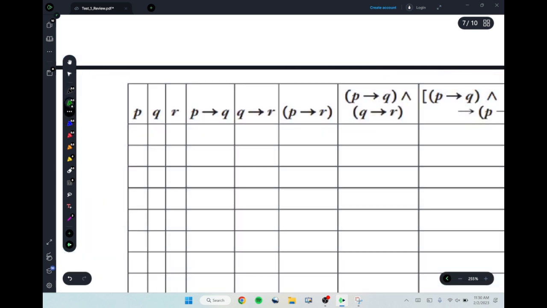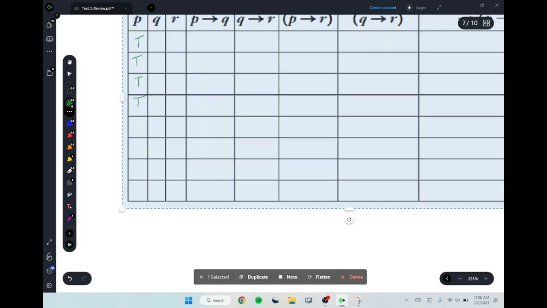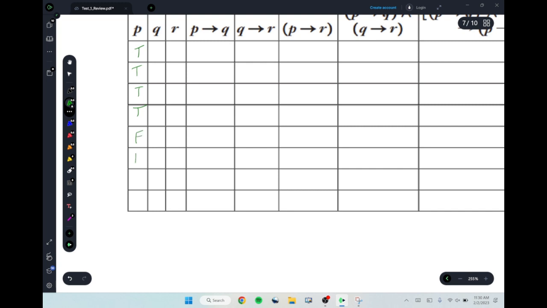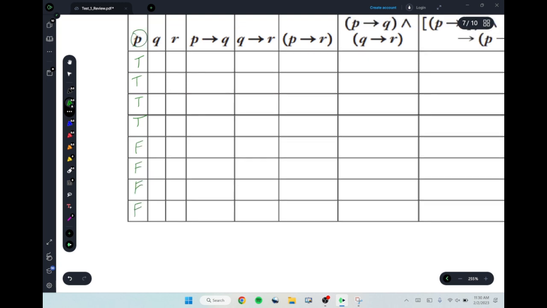So P is going to start off as true, and then false. I'm just going to keep P as green. Q is going to be true, false, true, false. And then R is going to be true, false.